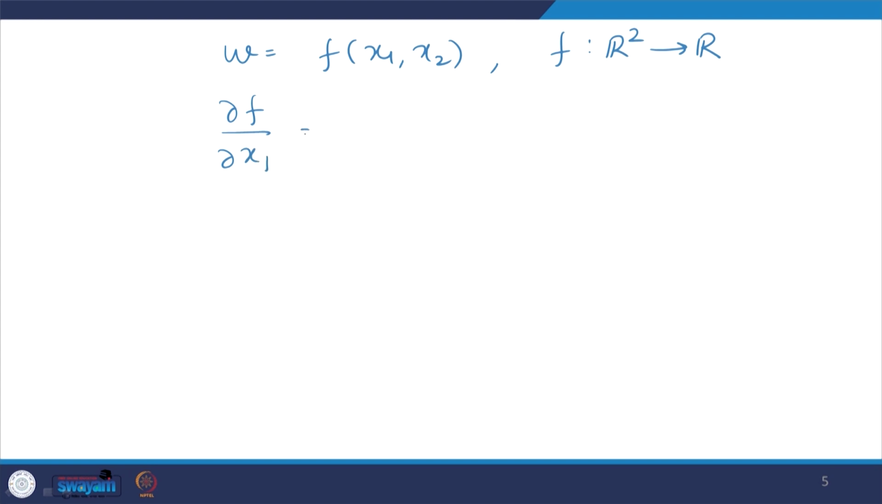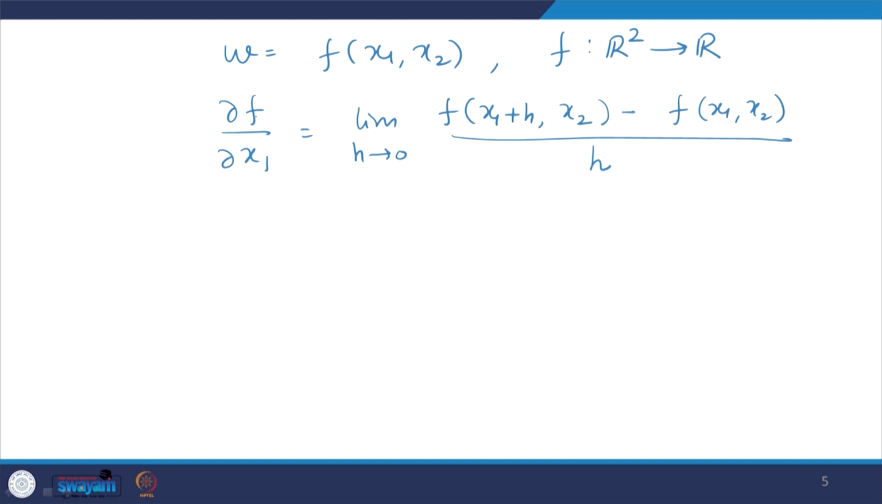Now, let us come to a function of two variables. Say w is equal to f of x 1, x 2, where f is from R 2 to R, a two variable function. Here you have two independent variables x 1 and x 2, and w is a dependent variable. So, here we have the concept of partial derivatives. If we define del f upon del x 1, it is nothing but the limit h tending to 0 of f of x 1 plus h, keeping x 2 fixed, minus f of x 1, x 2, upon h.